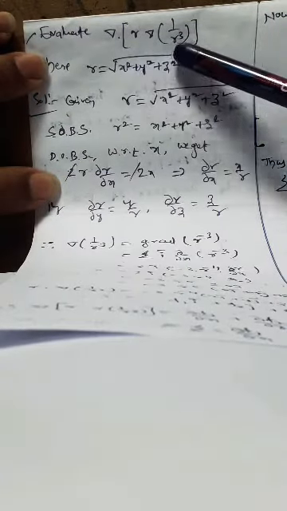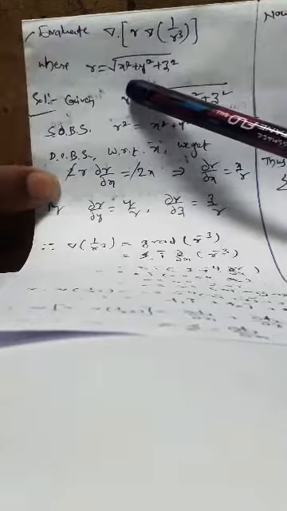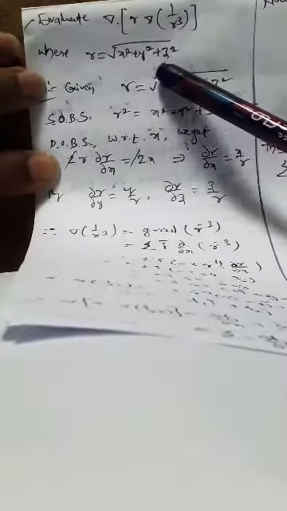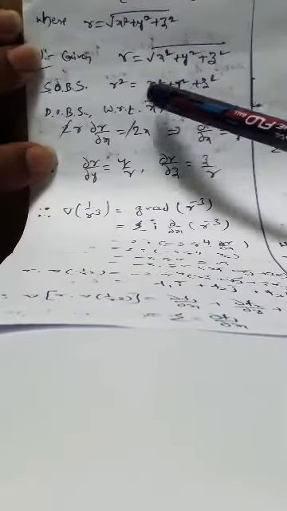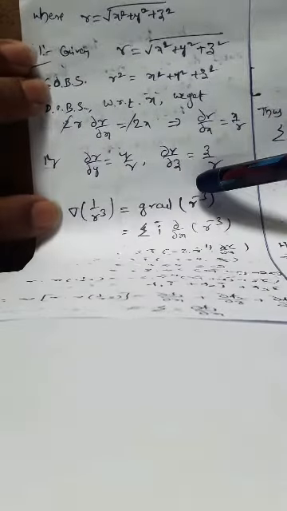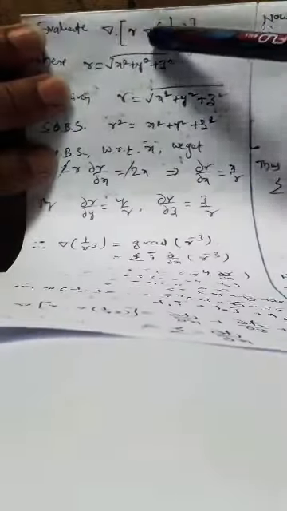Now we have another problem. Evaluate del of r dot of 1 by r cube. We know that in the question r is equal to the root of x square plus y square plus z square. So given r, squaring on both sides and individually differentiating partially with respect to x, y, z, we will get the terms dou r by dou x, dou r by dou y, and dou r by dou z. We have seen already.